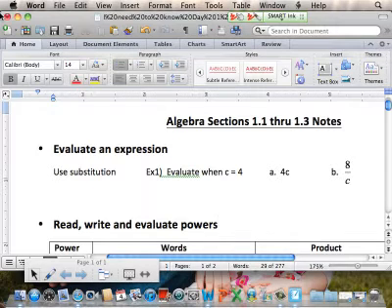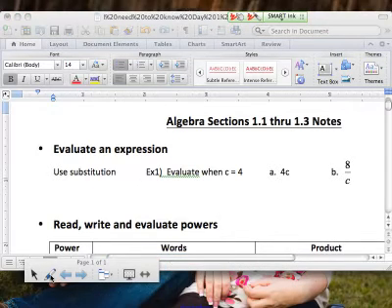So when it says evaluate an expression, it says use substitution, evaluate when C equals 4. Part A says 4C. Well, when you see this expression here, you should be thinking 4 times C, so I just plugged in 4 for C. I know 4 times 4 is 16.